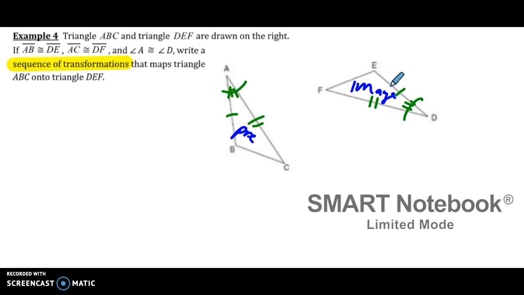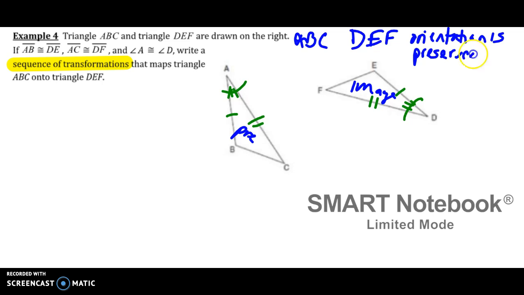Okay, so notice if I start at A and go counterclockwise, I have ABC. And if I start at the corresponding part D and again travel counterclockwise, I get DEF. So since the corresponding parts are in the same order, right, A goes to D, B goes to E, C goes to F, orientation did not change. So orientation is preserved, meaning no reflection took place.